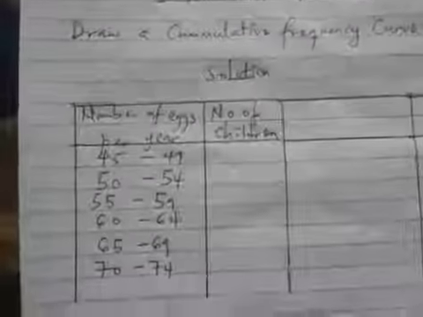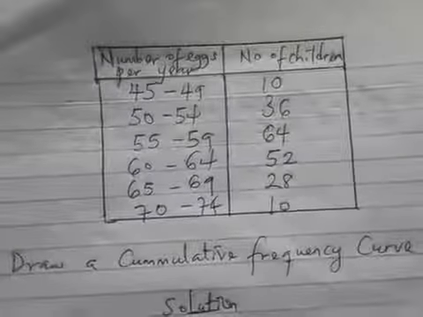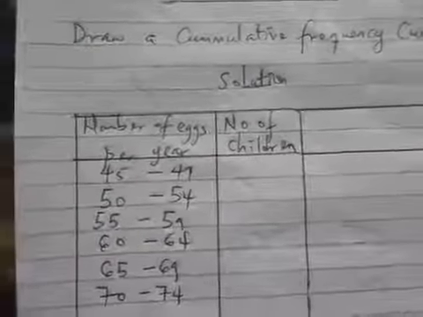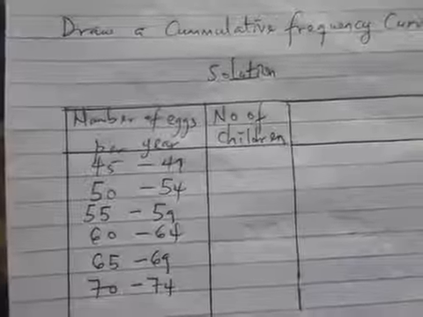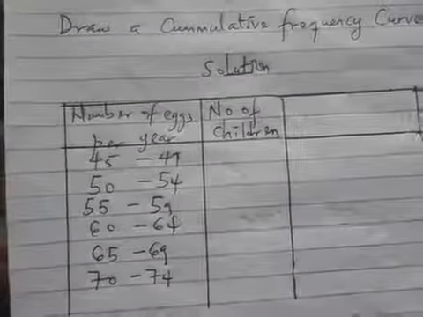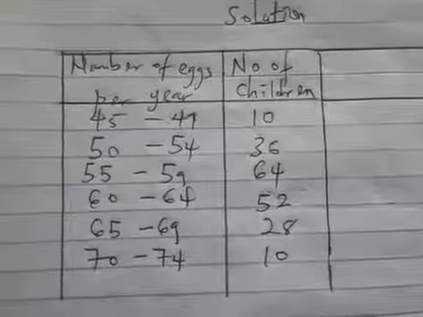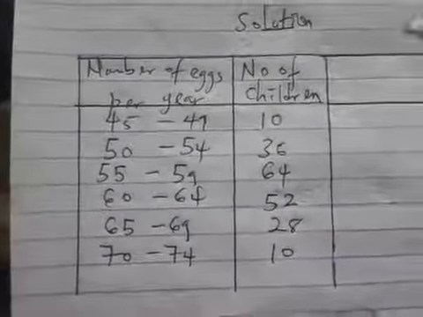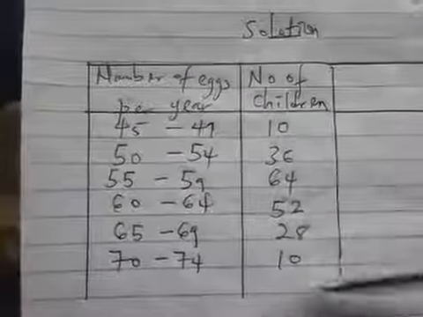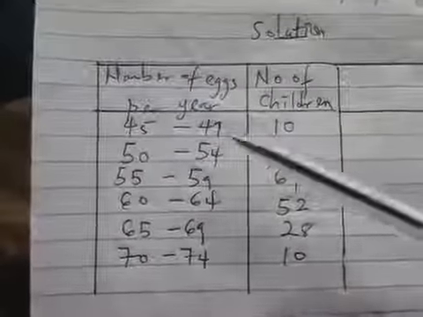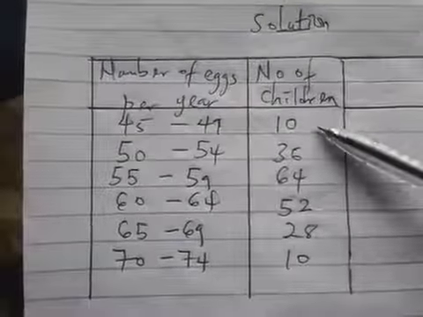So now, what you do first is to rewrite whatever is given to you in the question. You can see I've done the same. Number of eggs per year, 45 to 49, 50 to 54, 55 to 59, which represents my class intervals. And the number of children, which represents my frequency. Frequency is the number of times an event will occur, or the number of times a number will occur. So between 45 to 49, you have 10 children.